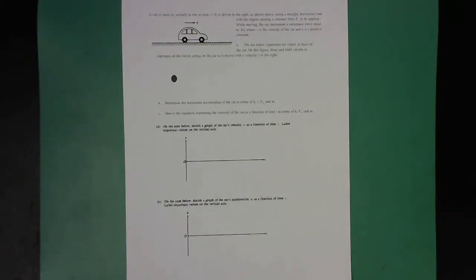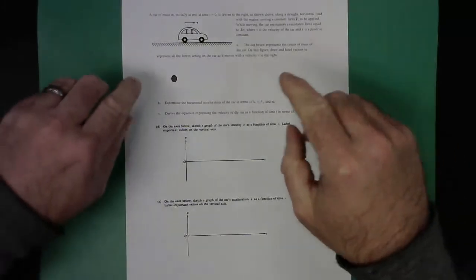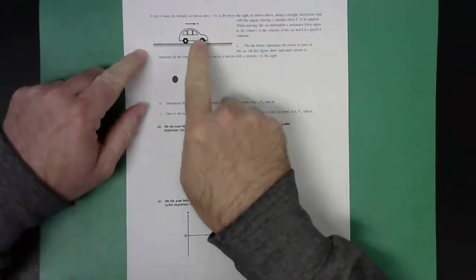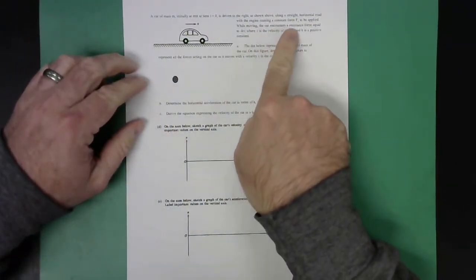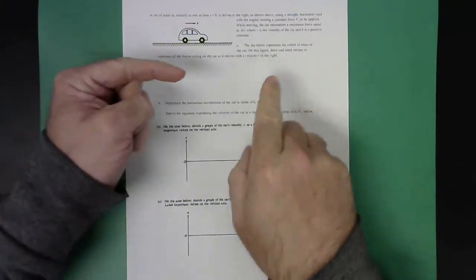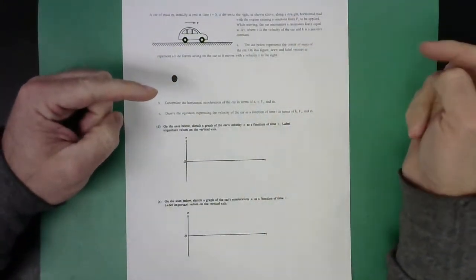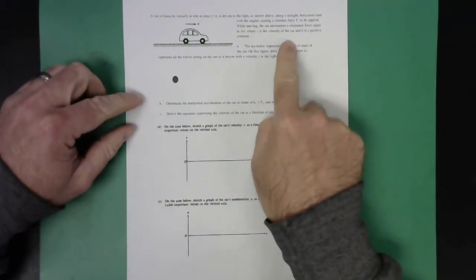All right, we're here for the second air resistance free response problem. It's in the packet. This one says, a car of mass m, initially at rest at time 0, is being driven to the right along a straight horizontal road with the engine causing a constant force F0 to be applied. While it's moving, the car encounters a resistance force equal to negative kv, where v is the velocity of the car and k is a positive constant.